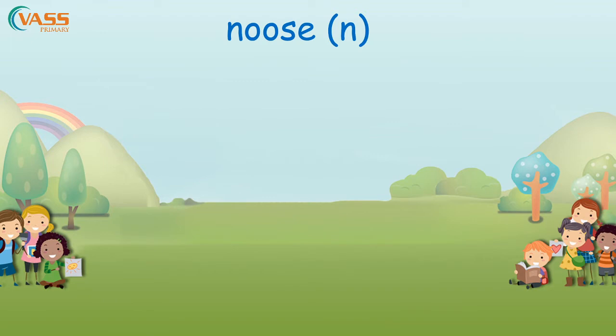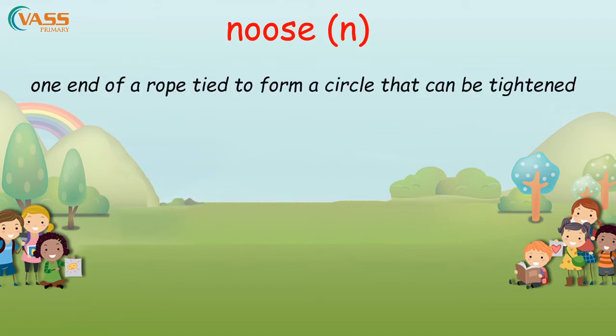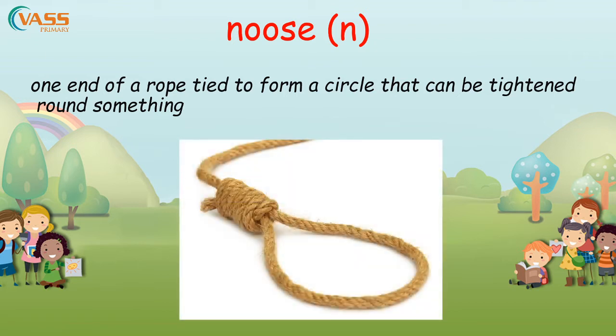And next we have a noose. Noose. The noose is one end of that rope of the lasso tied to form a circle that can be tightened. This is almost like the knot, is the locking mechanism. So this can be tightened around something. Maybe you've seen some cowboys using a lasso and a noose to collect some cows or some sheep.